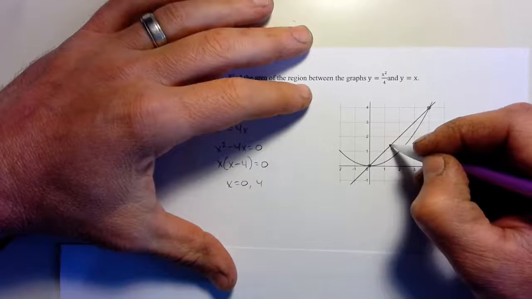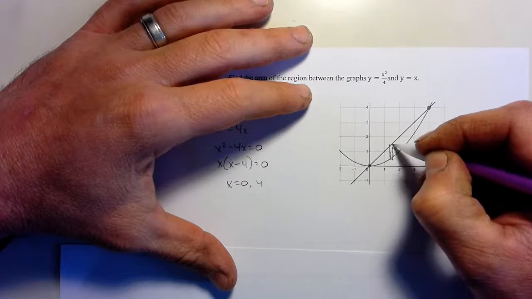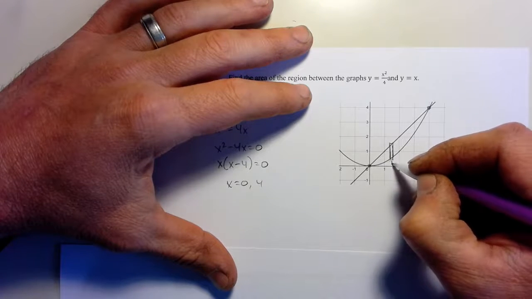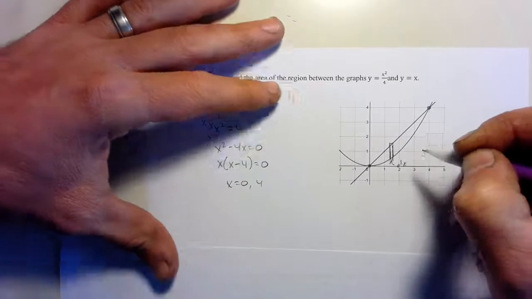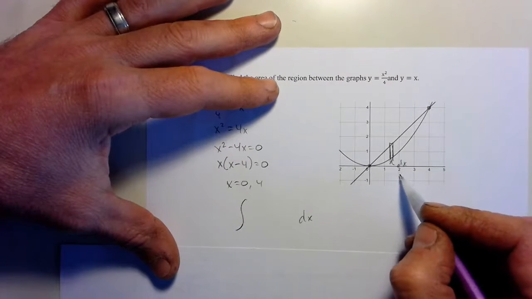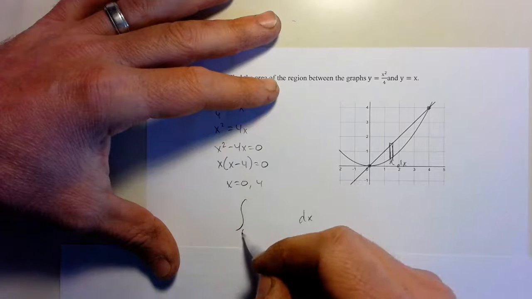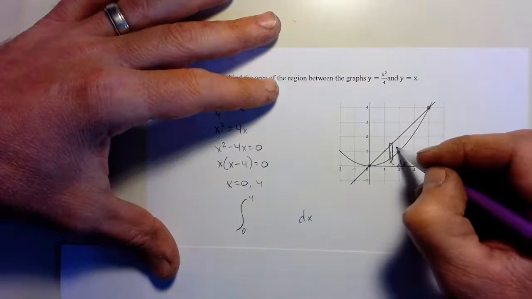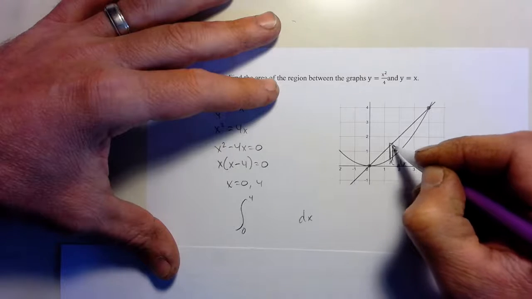here's my rectangle I'm going to be dealing with right here. The width of the rectangle is dx. That's what I'm integrating in terms of. Since I'm integrating in terms of dx, I need these to be x bounds, 0 and 4. I don't need the y values. The y values are the change in the y right here, the upper minus the lower.